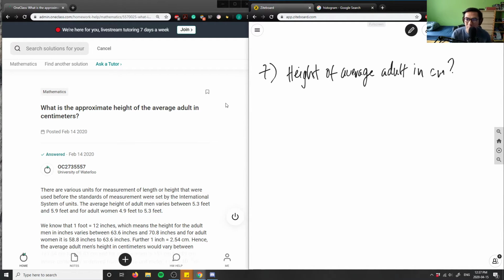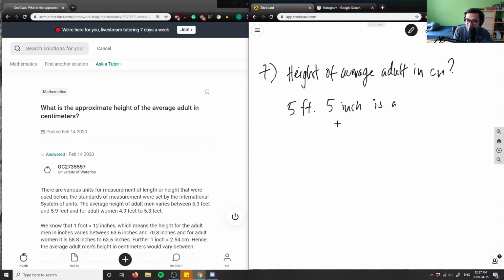I would say, I don't know, maybe like 5'9" is a good kind of estimate here. So again, I'm looking at the answer here. It says average height of adult men is 5'9" and adult women is 5'3". So let's do 5'5". So 5 feet 5 inches is our average height.